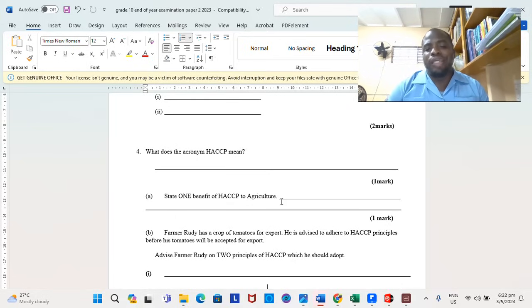Now what it does, it ensures consumers' confidence. So a lot of times, once you have persons who are operating a factory or an organization that deals with food, and they have adopted the whole concept of the HACCP in their management system, then it gives consumers confidence that this particular product will be at a certain standard. So it gives the consumers confidence.